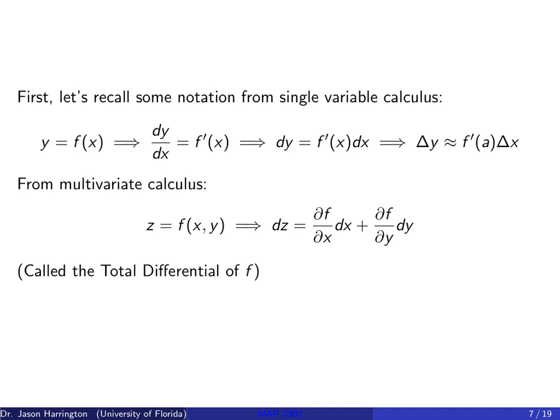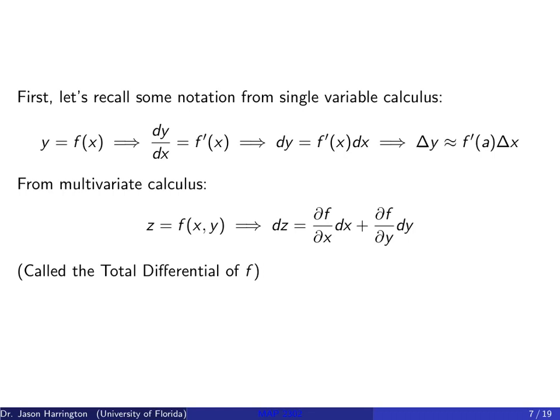So if I have a function z is equal to f of x comma y, so it's a function of x and y, then the total differential, or sometimes called the total derivative, is going to be the partial of f with respect to x times dx. And notice these two things don't cancel. And we have the partial of f with respect to y times dy.